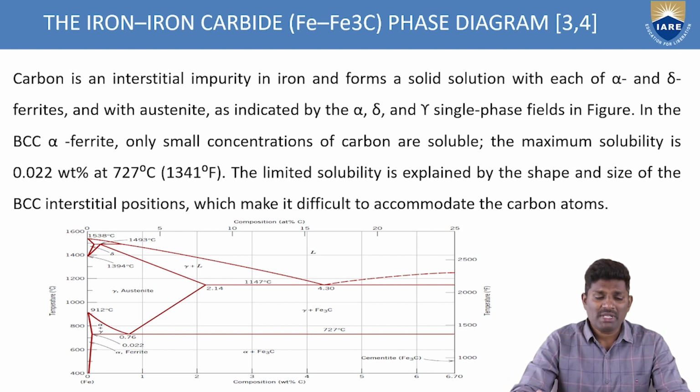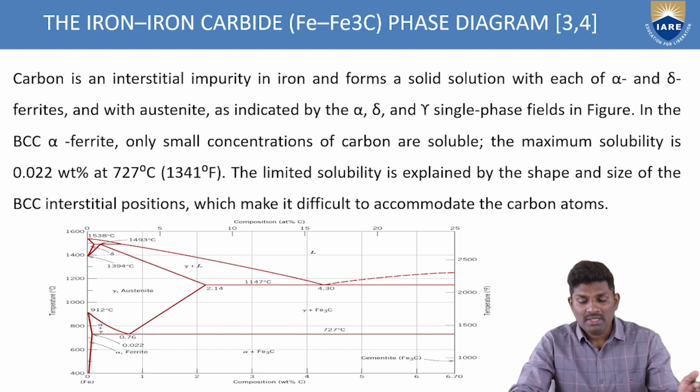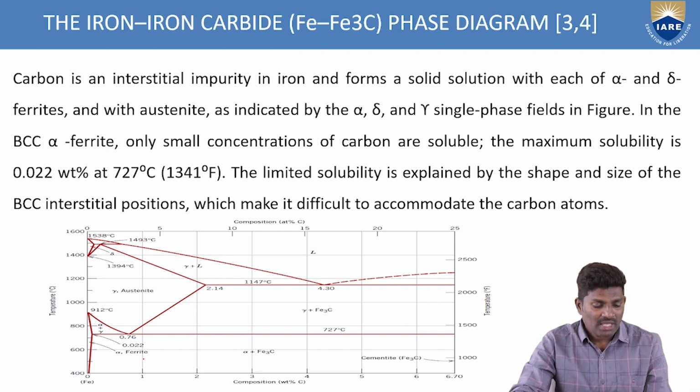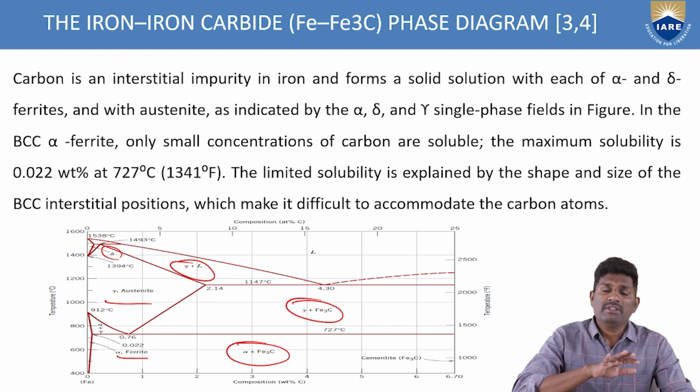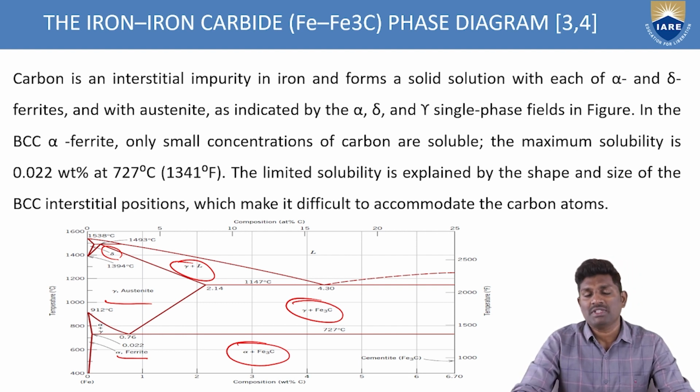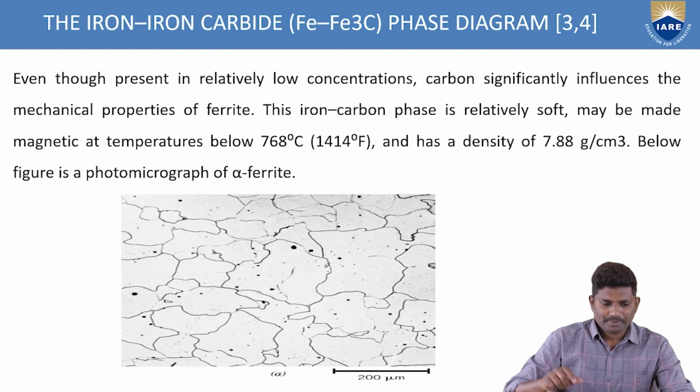Again here, carbon is an interstitial impurity in iron, which forms a solid solution with alpha and delta ferrites and with austenite, indicated as the alpha, gamma and delta fields. What fields are we seeing here? Ferrite, austenite and delta. All these are the single phases existing in the system. Of course, we also have the two-phase regions, with the combination of the liquid as well as the iron. This is how you find out the different types of phases existing in the system with the help of these phase diagrams.